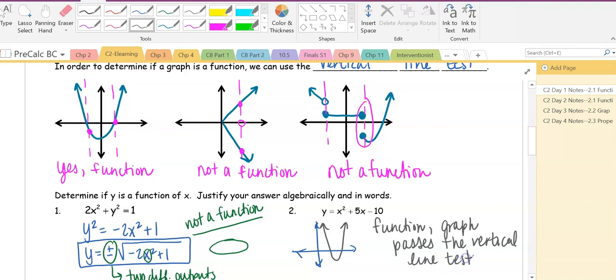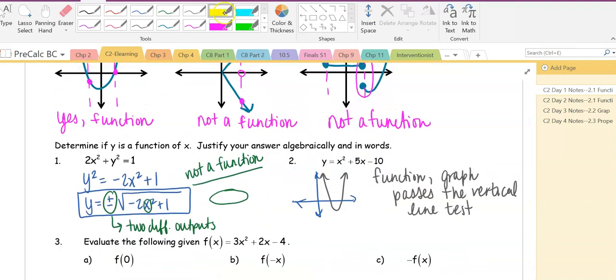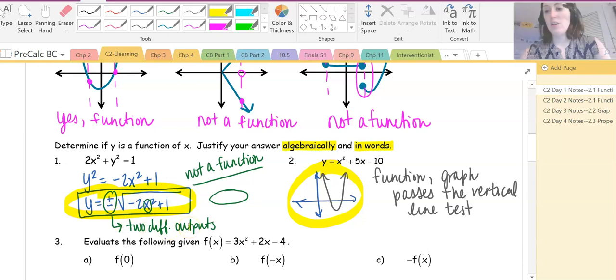Okay, so you just want to make sure, if you look at my directions here, that you justify your answer algebraically and in words. So graphically, for this situation, that counts as your algebraically. And then just in words, you're saying, hey, it does pass the vertical line test. Whereas for number 1, your algebraically is actually showing this math. But then in words, you're telling me that that plus or minus means you have 2 different outputs.